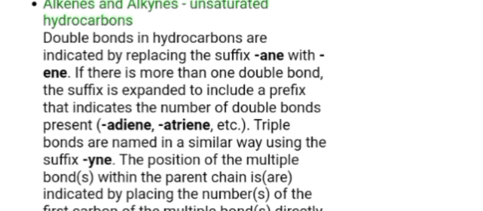If there is more than one double bond, just double bond, not multiple, the suffix is expanded to include a prefix that indicates the number of double bonds present. So, for example, now we are having a diene, a triene. Now, di means how many double bonds we have there. Tri is 3, di is 2.